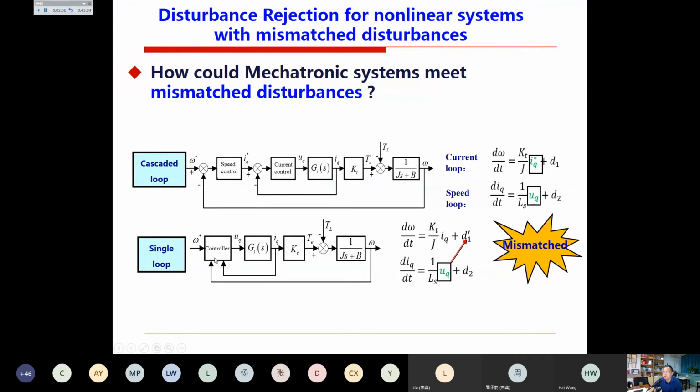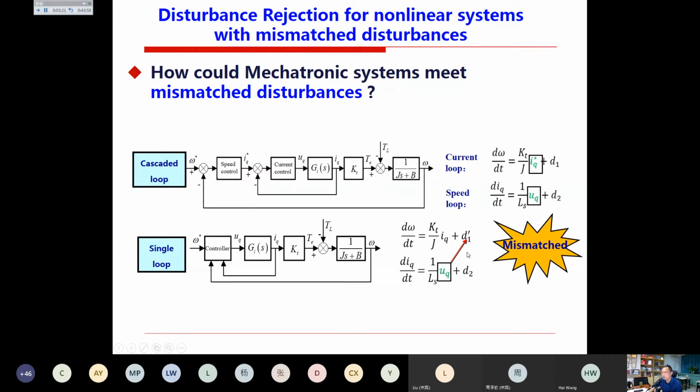We call it single loop. There's no current loop for the speed regulation system. We have only one loop. You have to use one UQ to control the two states, not two controllers for two states. So in this case, you see, the disturbance D1 here is not in the same channel with the control. So it's called a mismatch.